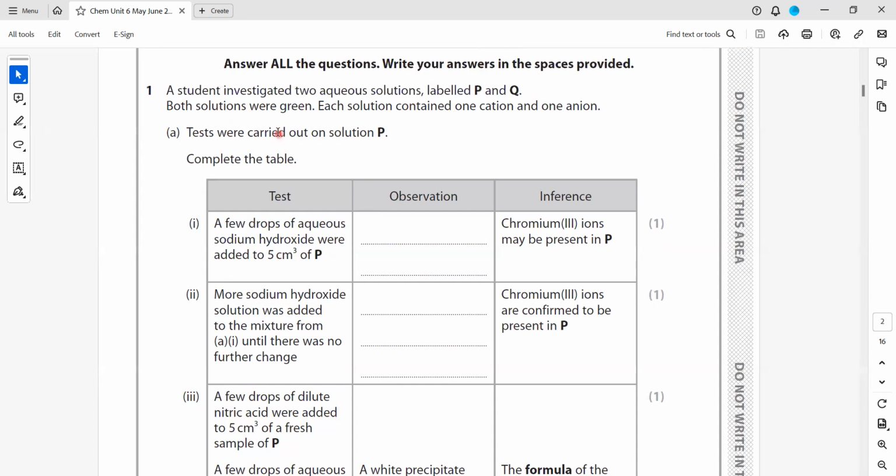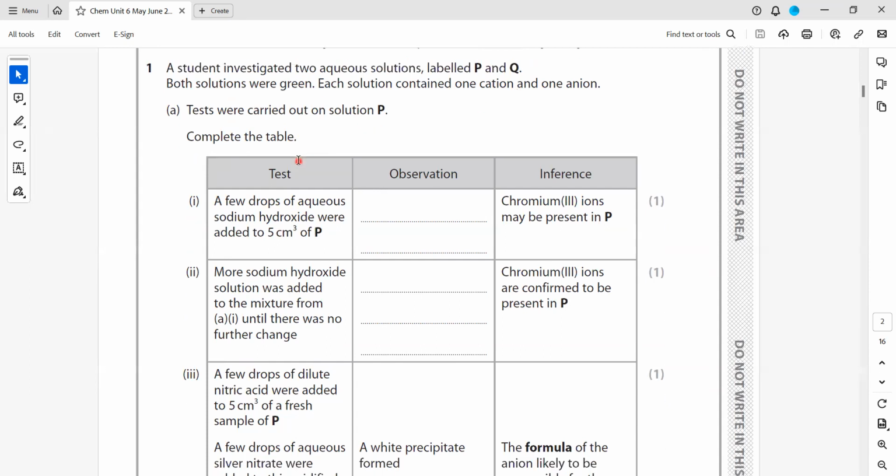Both solutions were green, and look, if it's a green solution, what is the given idea? This gives the idea that there's a transition element or transition metal. Both solutions were green, and each solution contained one cation and one anion. Tests were carried out on P.